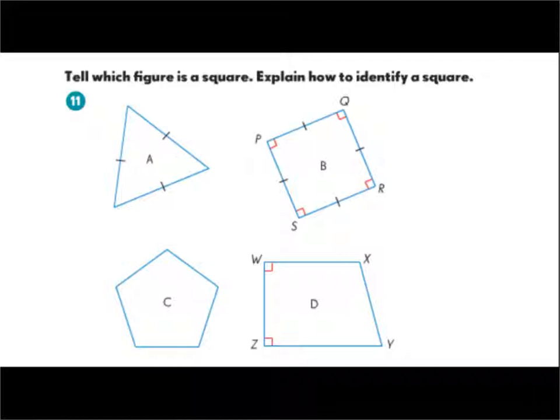We know that the square is B because it has four sides. Each of the sides is the same length. It has four angles of 90 degrees. Also, we know that these sides are parallel, and these sides are parallel to each other as well.